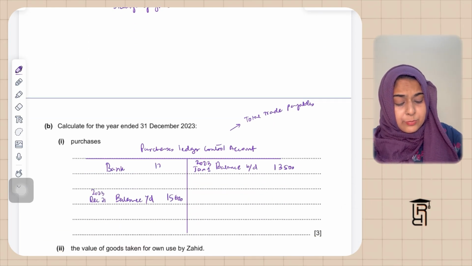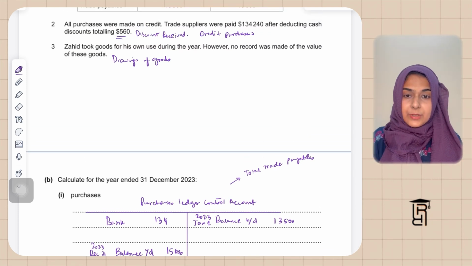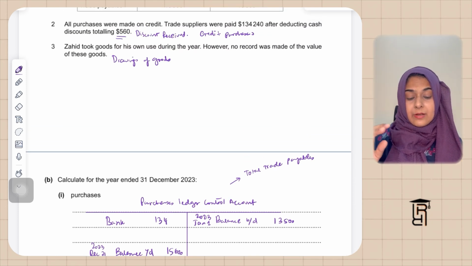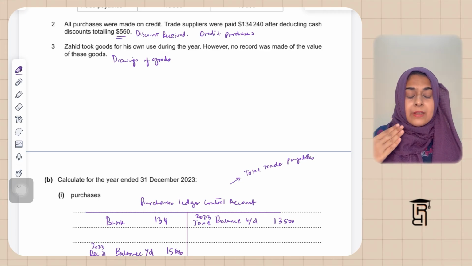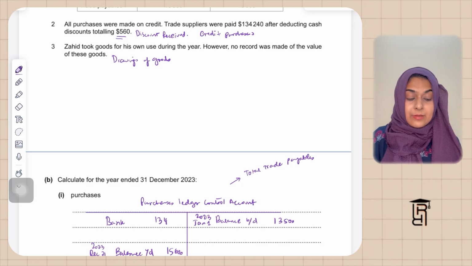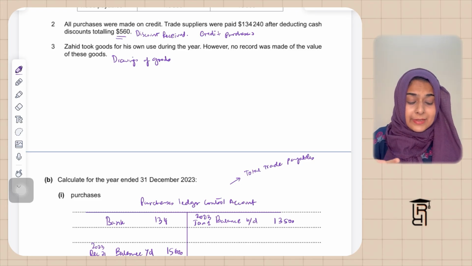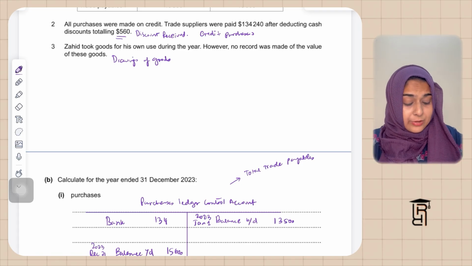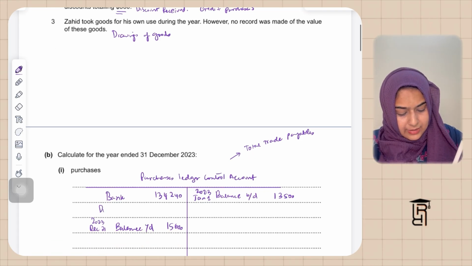So to remember this, it's pretty simple. How do you remember this? So you guys need to know the double entry. So whenever we are paying our suppliers, trade payables account is debited, liability is reduced, and my bank account is credited. So that is why you guys already know that if one account is being debited, the other account will be credited. In accounting, there is double entry. If one account is debited, the other account is credited. So bank account is credited in this case. So the trade payable account needs to be debited 134,240, and then I'm going to write here discount received.